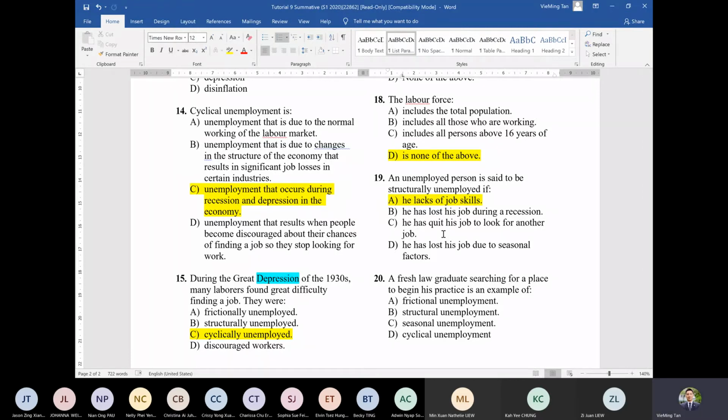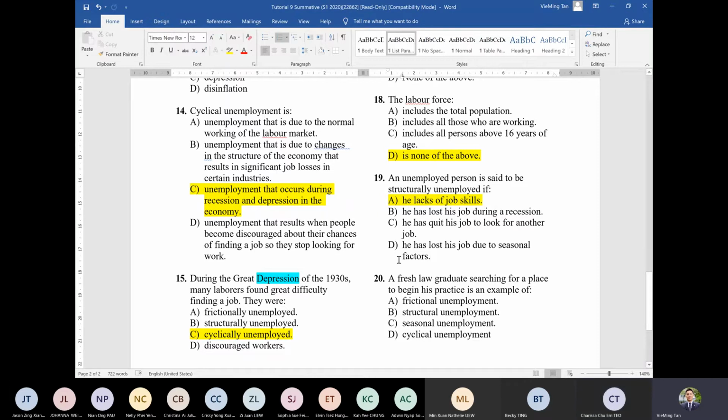Okay, for C, what type of unemployment does it best describe? Frictionally unemployed. Yes, frictional unemployed. Okay, then D. Seasonal unemployment. Yes, correct. So seasonal unemployed for D.